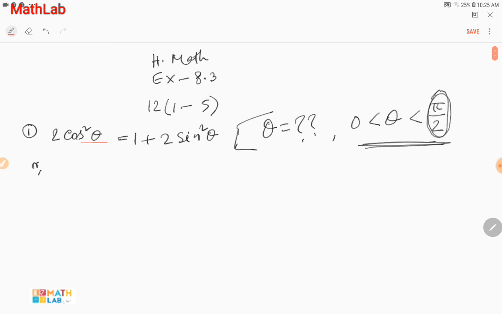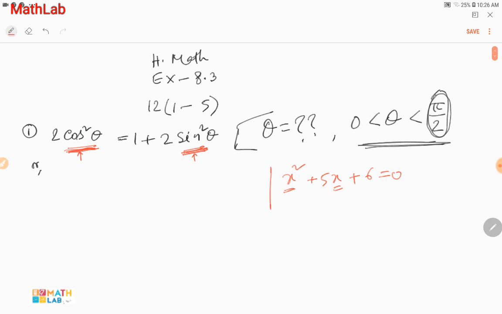Everyone, please listen carefully. Here is 2 cos square theta and here is sin square theta. When we solve a quadratic equation, I write a similar example like x squared plus 5x plus 6 equals to 0. Here is a quadratic equation, and here the variable will always be the same. But in this problem, one variable is cos theta and another is sin theta. This is not the same. So our first duty is to convert the sin square theta or cos square theta into the same format.